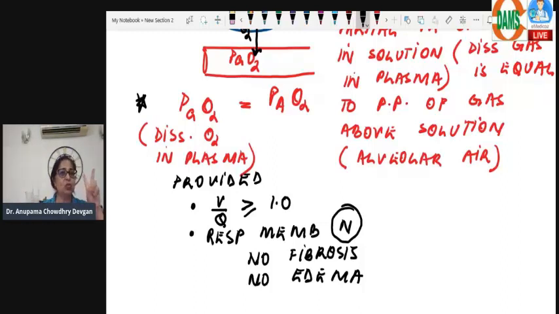But here there are two riders, two important things. Number one, the VQ ratio should not be less than 1. And number two, the respiratory membrane should be normal. Right?